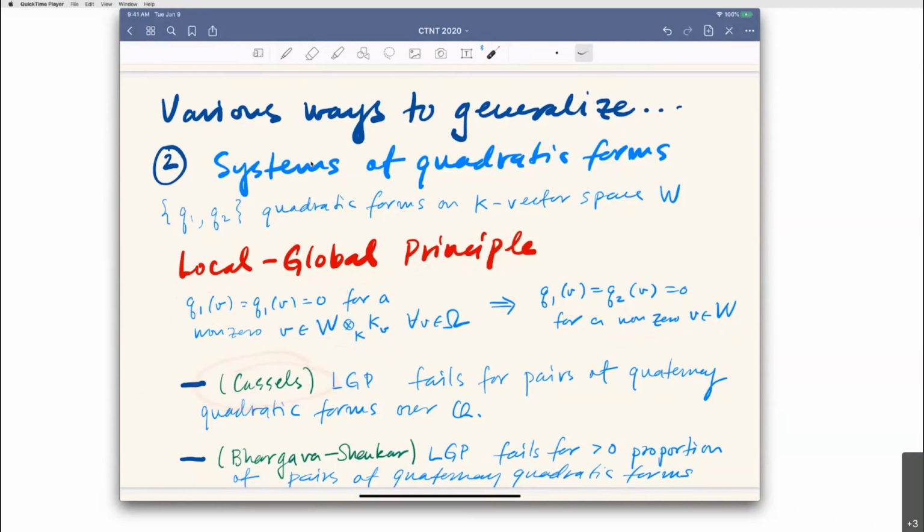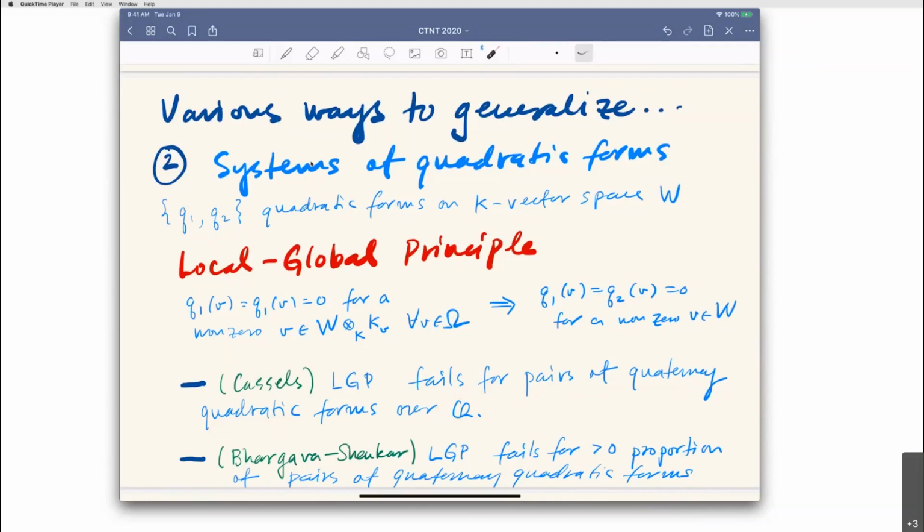Cassels, in that same work, or you can translate them in both ways, and we'll see in a second how, that same work provides examples of the failure of the local global principle for pairs of quadratic forms in 4 variables over the rational numbers. So already, even if you're not interested in fancy function fields, then you might be interested in this question of pairs of quadratic forms, and there are counterexamples to the local global principle.